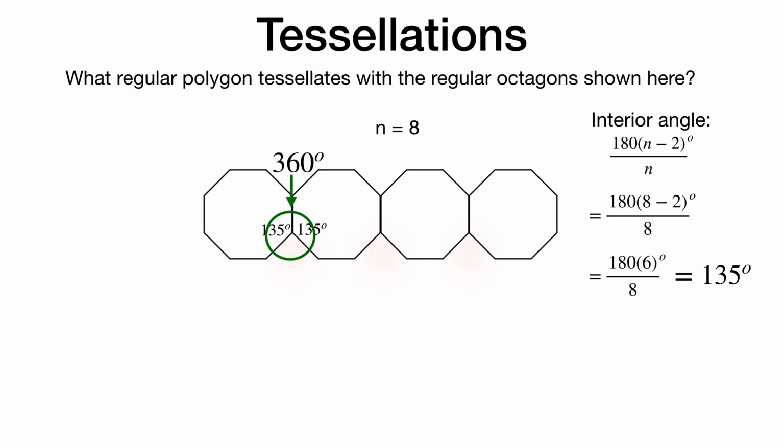Now look at that circle that those 3 angles make. The 135, the 135, and now I'm calling what was a question mark an x.